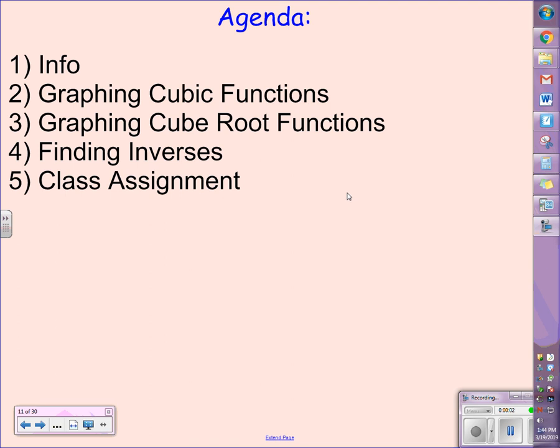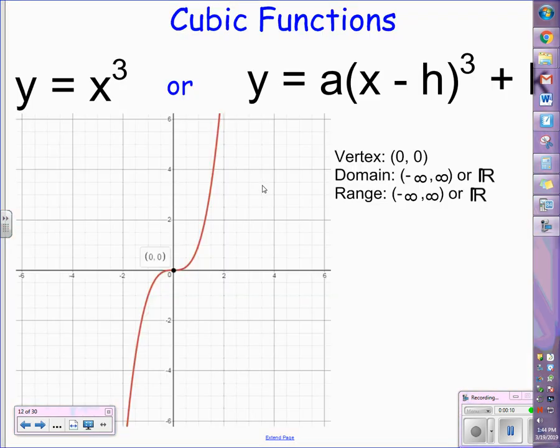Today we're going to talk about cubic and cube root functions and finding inverses. Y equals x cubed is the parent function for the cubic function family. This is the graph of y equals x cubed. 0, 0 is similar to the vertex, but it's the central point.